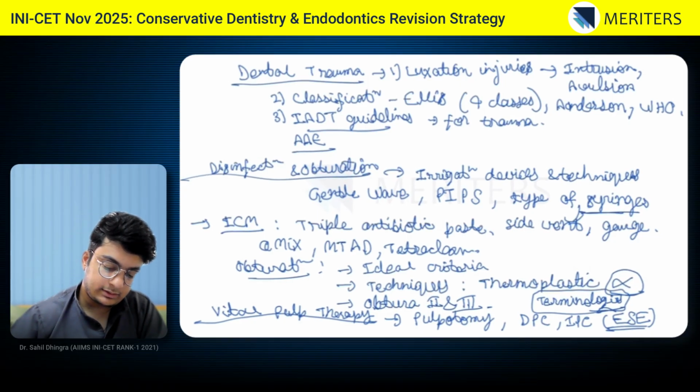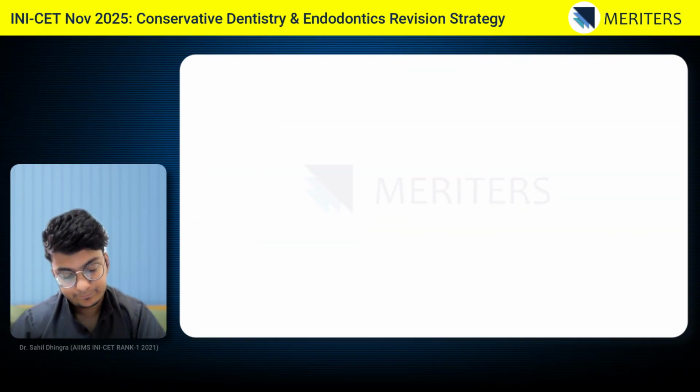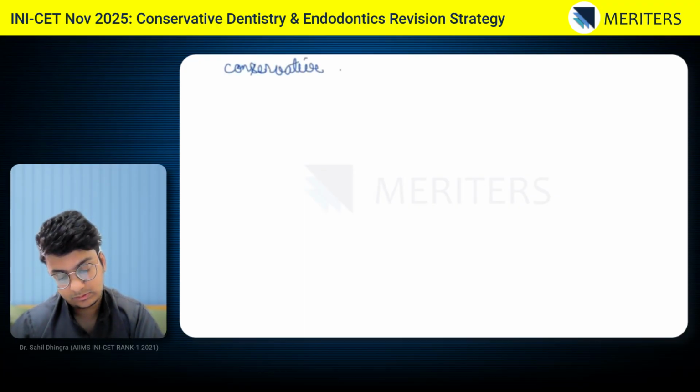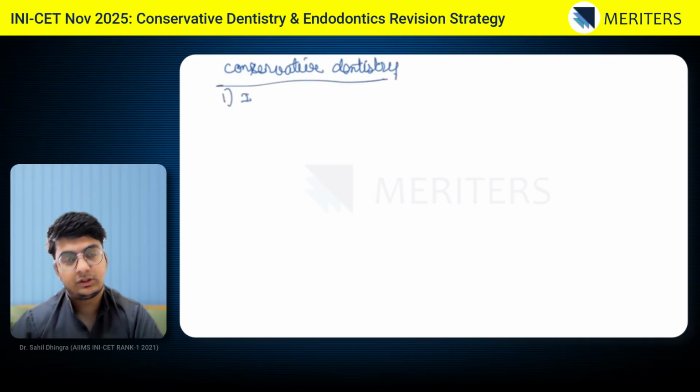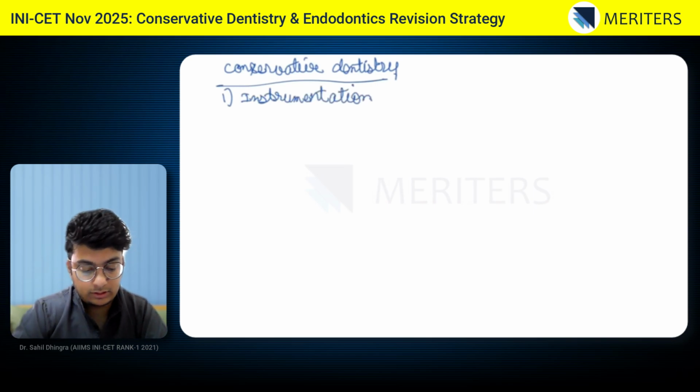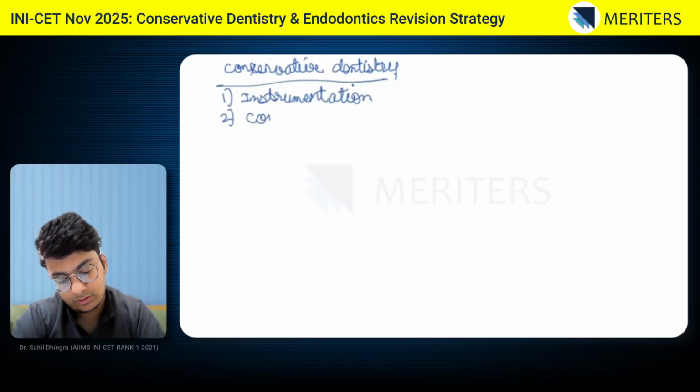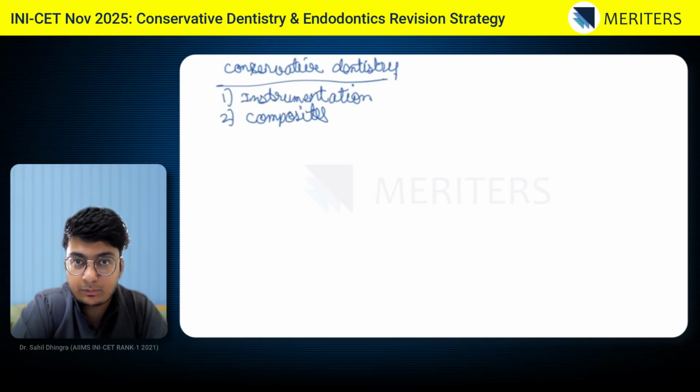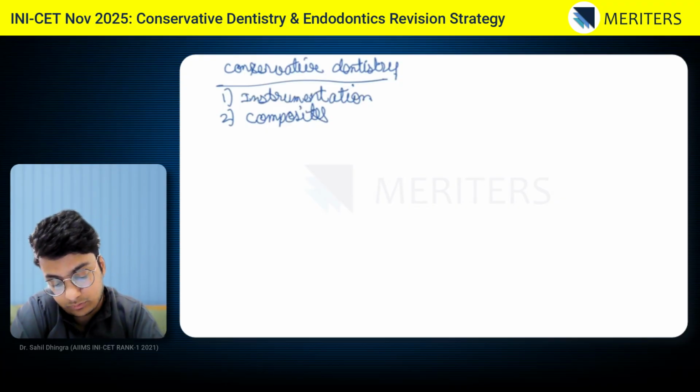Then next is conservative dentistry. Now, when you see in conservative dentistry, the most important topics are your instrumentation, where you have to read about all the instruments, their instrument formula, what is the 4-digit formula, what is the 3-digit formula. Then second is your composites. Composites are the most important now. Earlier, they used to ask a lot of questions from amalgam, but from last 5-6 years now, amalgam has become totally obsolete. So they are asking no questions at all from your amalgams. So you can skip the amalgam part also.